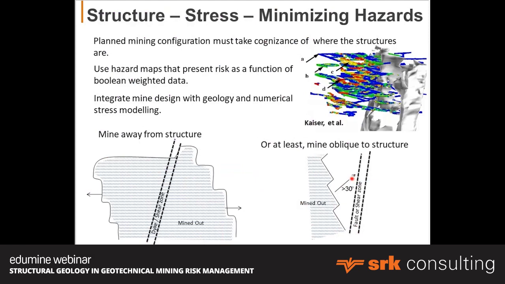It's good to develop hazard maps based on the modeling to show where those areas of greater risk are, and these maps are usually produced by a proper understanding of the fault structures and an understanding of the mine sequencing again, and modeling how the stresses will behave.